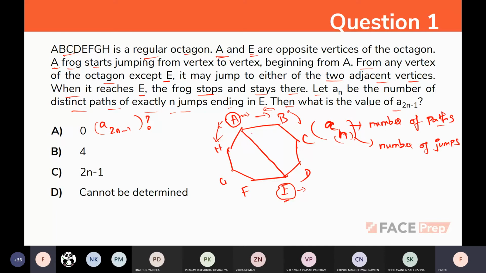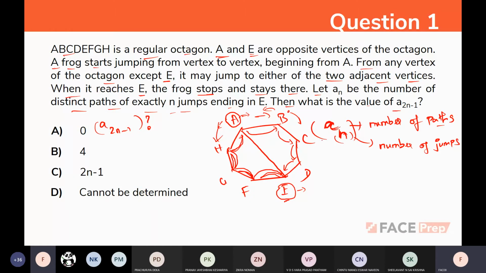Okay, the path means nothing but A to B, B to C, C to D, D to E. This is one path. Or it can go this way and oscillate like this. It can go from A to H and again H to A, then go back to H like that. So 1, 2, 3. It can go like this. So this is one path. Like that, they represent the number of paths in A base N.